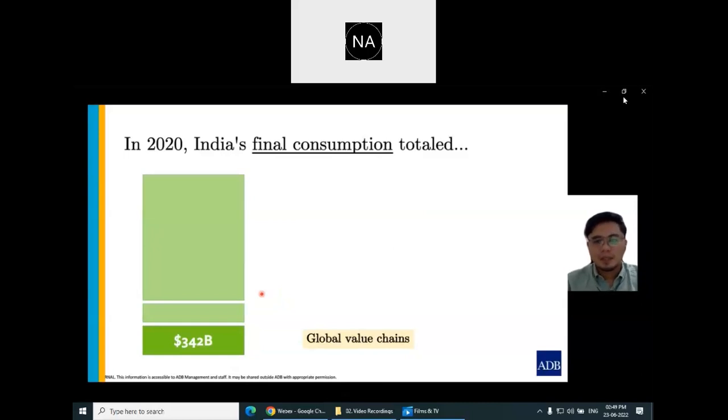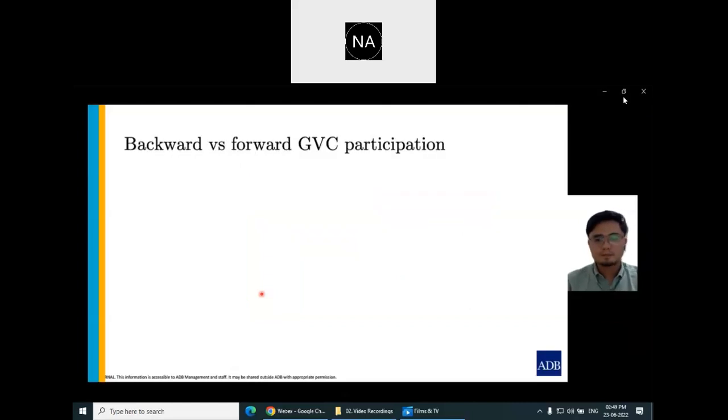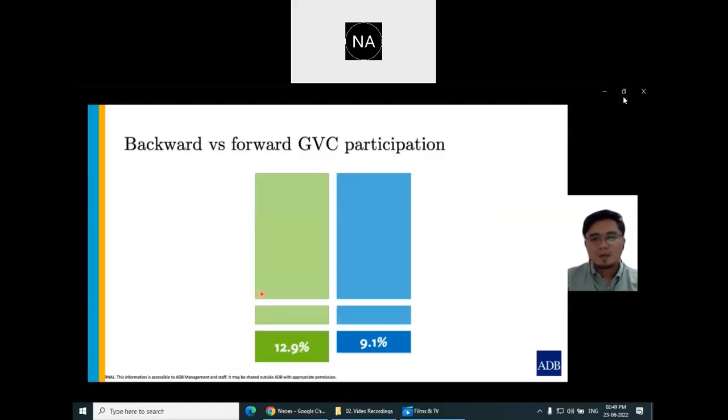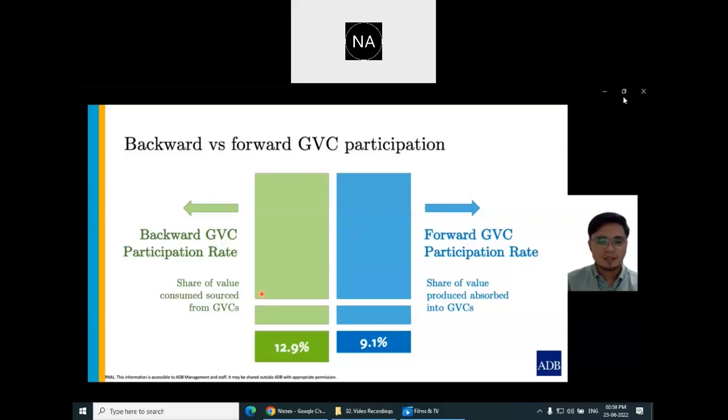Now, dividing 342 billion US dollars by the total amount of final consumption, we get 12.9%. Now, this corresponds to India's backward GVC participation. To summarize, we've calculated forward GVC participation as the share of value produced that is absorbed into GVCs. In contrast, we've also calculated backward GVC participation as the share of value consumed that is sourced from GVCs.